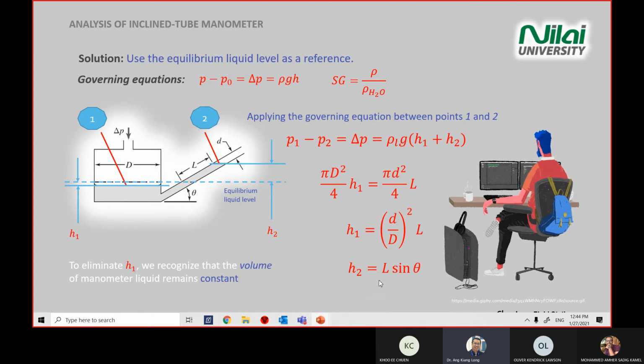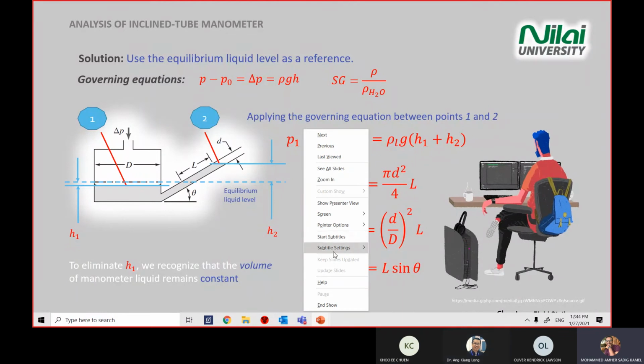Any one of you don't understand how to get L sine theta? No, sir, it's okay. Yeah, understand? Fine. Cool, you okay? No understand? You don't understand? Yeah. Okay.